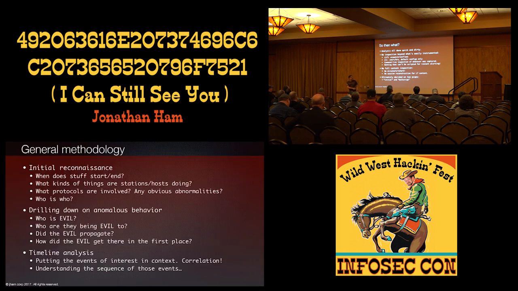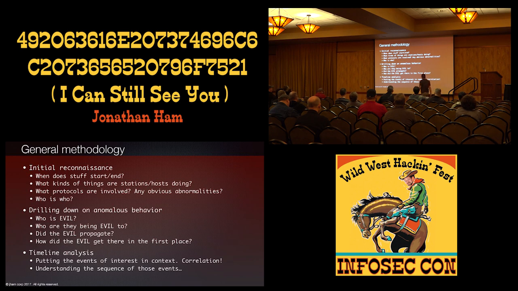So here are my 2 pcaps. My general methodology: start out with some initial reconnaissance. That's not just for red team; blue team, initial reconnaissance too. I want to know when stuff starts, when it ends. I want to know what kinds of things are involved, what protocols are involved, any immediate obvious anomalies that I can see in the traffic that was observed. And who's who? Who's in this recording of network activity?